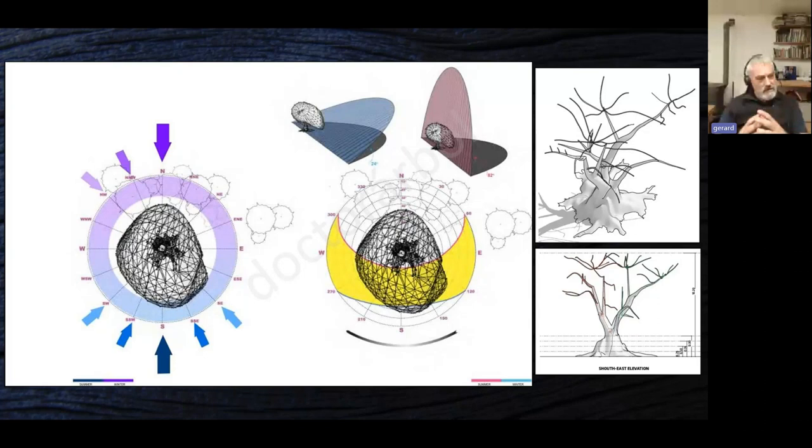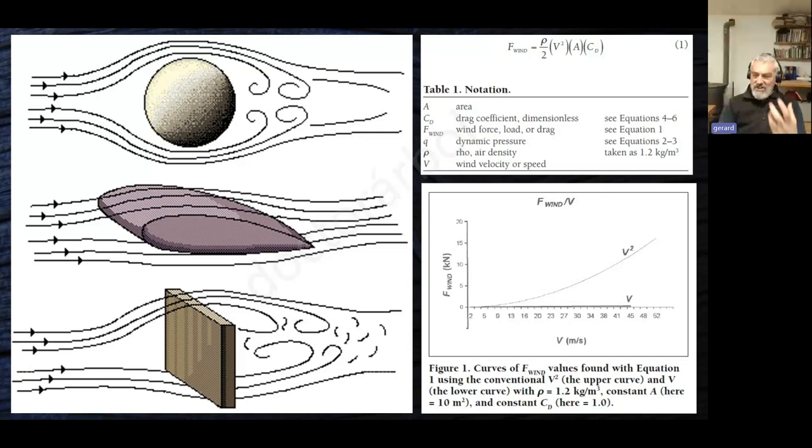Because trees don't know about mathematics theoretically, but in practice they know that there is a force, there is wind, they know that there are different shapes that can affect the force of the wind on the ground differently. So they find a way to reduce this cost of being exposed to the wind force.